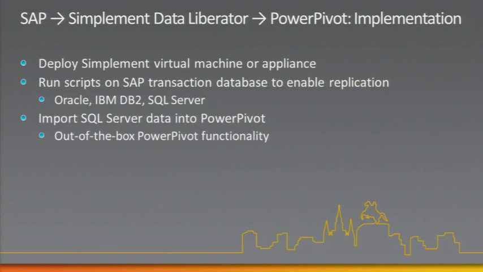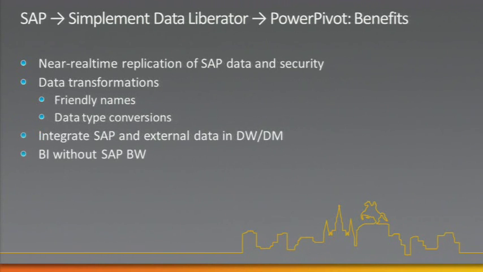In terms of the implementation, Simplement will provide you with a virtual machine or an appliance model. They run scripts on your SAP database to enable replication. And then once the data is in SQL Server, getting it from SQL Server into Power Pivot is just out-of-the-box functionality. One of the things that's very interesting about this solution is that it's real-time replication. So you make a change in SAP, and within 3-4 seconds, something like that, by the time you can switch over to query it from your other tools, that data will be moved over.